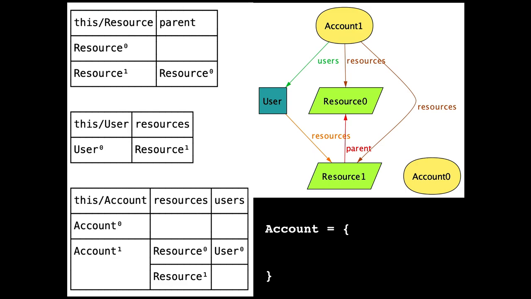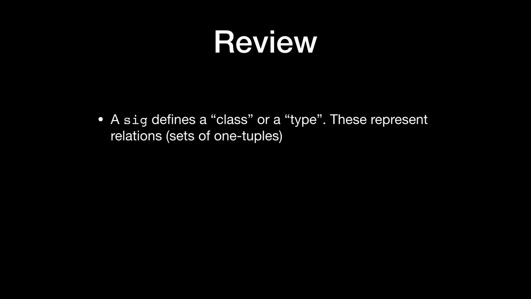What about accounts, just by itself? Big A Account. That's one of our SIGs, right? So what would that represent? Well, everything in Alloy is a set of relations. So Account is actually the set of one-tuples containing account zero and account one. So even just that class name by itself is represented as a set of relations. It's just one-tuple relations, but that's still a relation.